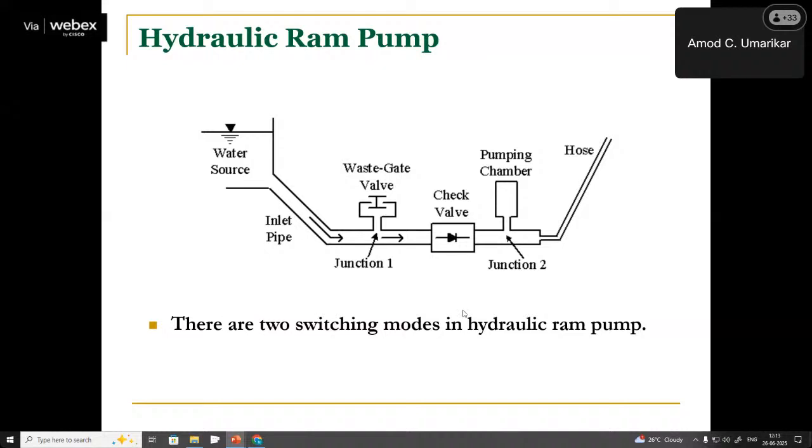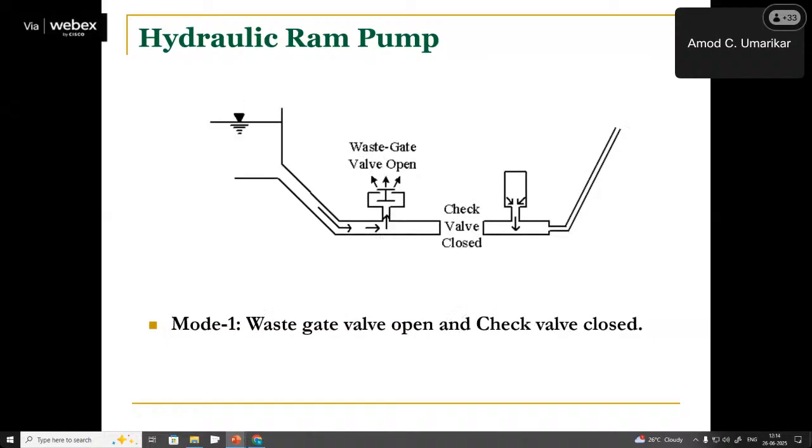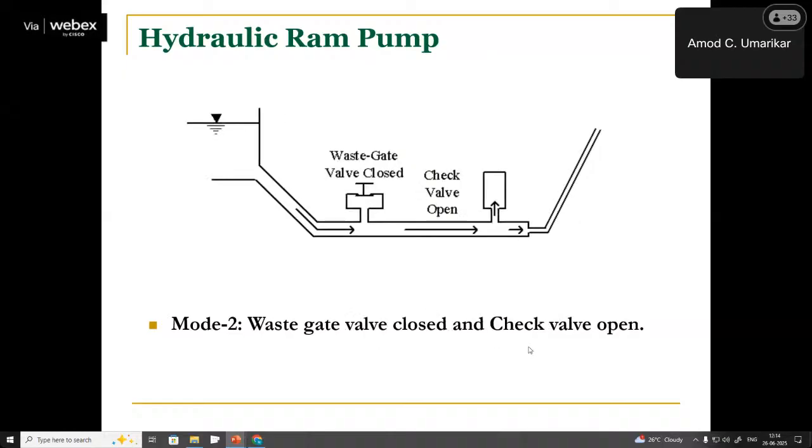The water source is at the lower side, and where we have to send the water is at a higher point than the water source. So we make this kind of arrangement. So here, when the waste gate valve is open, the check valve is closed. When the waste valve is closed, the check valve is open. Right. So this is similar to what?